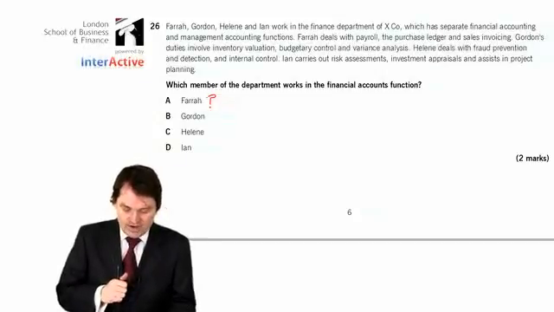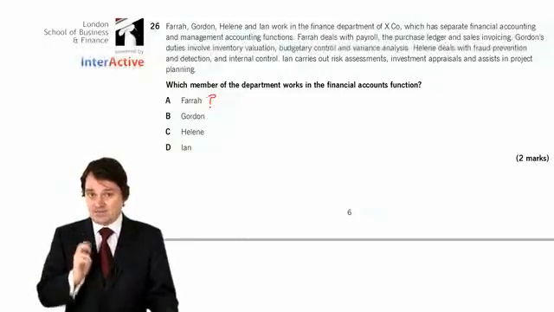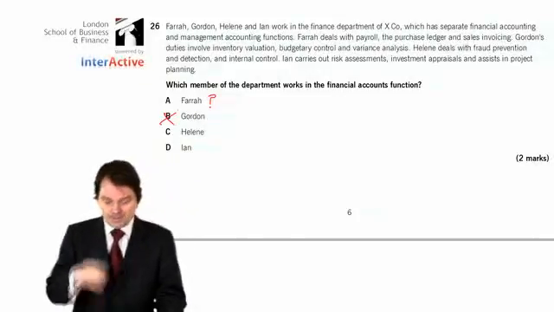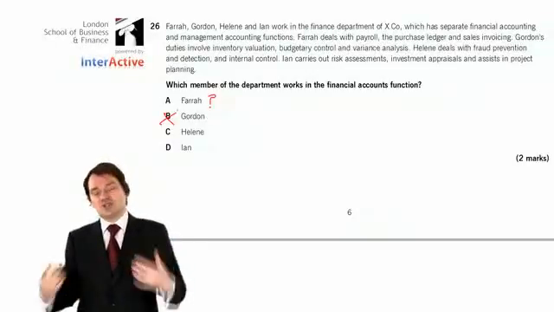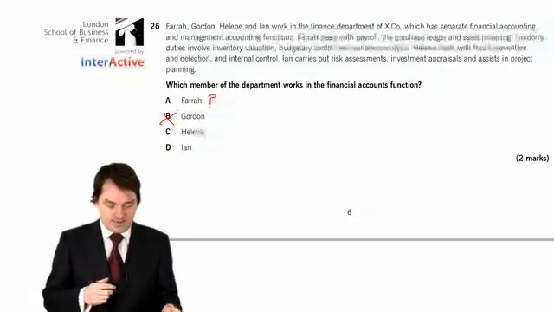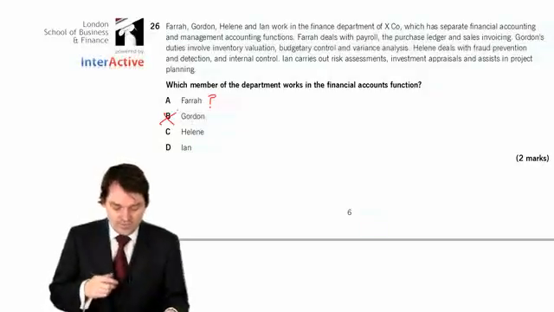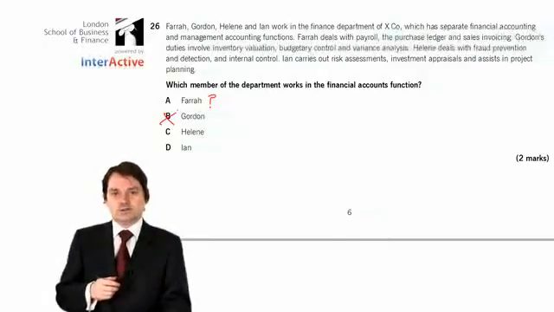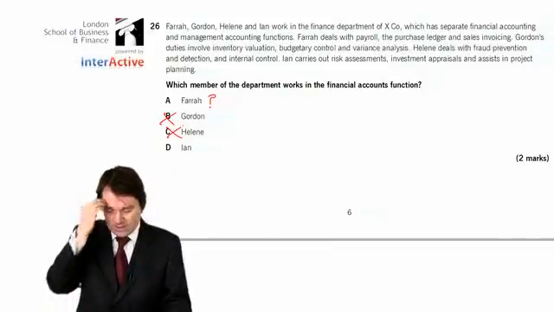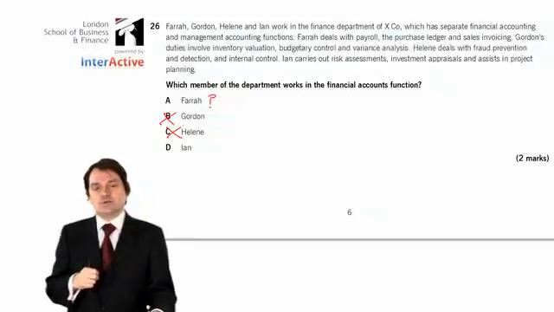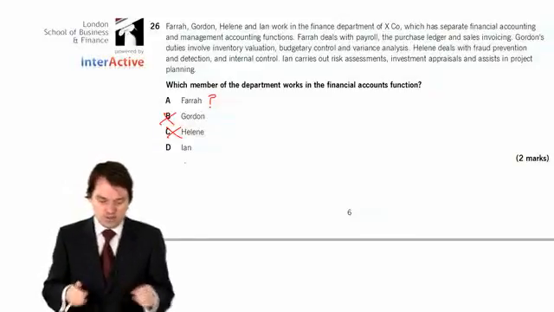Gordon, inventory valuation, budgetary control and variance analysis. Variance analysis is F2, so it's not Gordon. In fact, if you look at it, inventory valuation is F2 as well. So Gordon doesn't work in the financial accounting bit, he works in the management accounting bit. Helen deals with fraud prevention, fraud detection and internal controls. Well, that's got nothing to do with debits and credits, so it's not Helen. And Ian carries out all the risk assessments and the investment appraisals. Well, investment appraisals, net present values, that's not F3, it's F2.